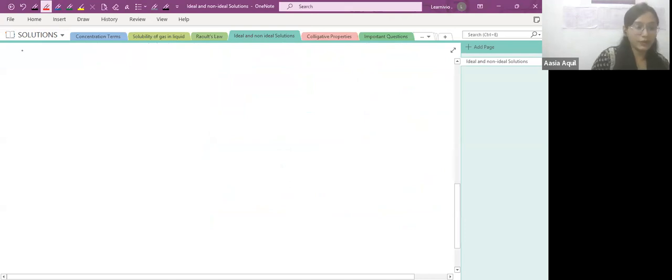Next, write down the azeotropic mixtures. What are azeotropic mixtures? They are binary mixtures that cannot be separated by fractional distillation, and they have the same composition in the liquid and vapor phase. Basically, these are completely miscible liquids which boil at constant temperature and can distill over without any change in temperature or composition.